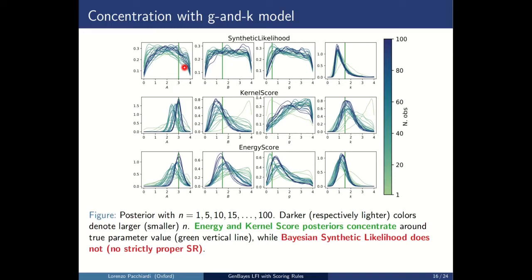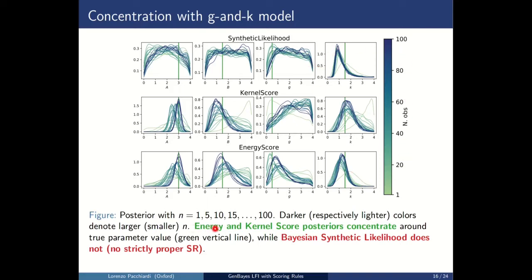So here we have a model with 4 parameters, which are in the 4 columns, and we have 3 different methods, which are the synthetic likelihood and the 2 scoring rules, which we use in our setup. The observation is generated by a parameter value, which is the vertical green line. And you can see here we have posteriors for an increasing number of observations, from 1, which corresponds to the green light here, and up to 100, which corresponds to the dark blue.